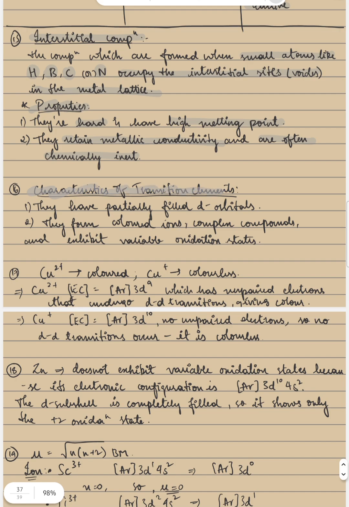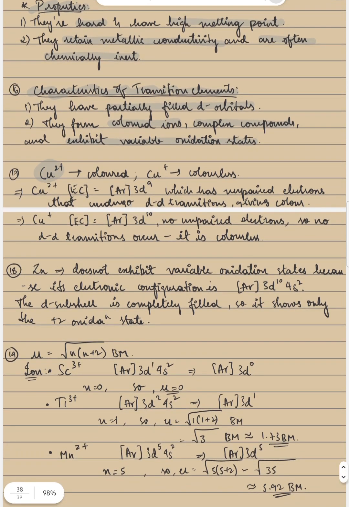What are characteristics of transition elements? They have partially filled d orbitals, they form colored ions, complex compounds, and exhibit variable oxidation state. Now Cu2+ is colored and Cu+ is colorless. Why? Cu2+ has a configuration with an unpaired electron that undergoes d-d transition giving color, and Cu+ has no unpaired electron, so no d-d transition, it is colorless.